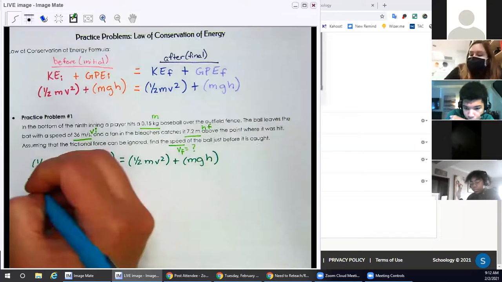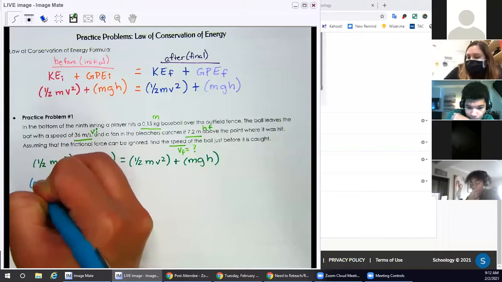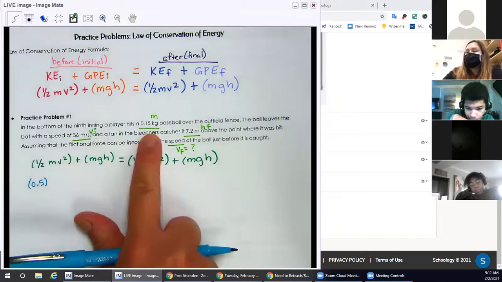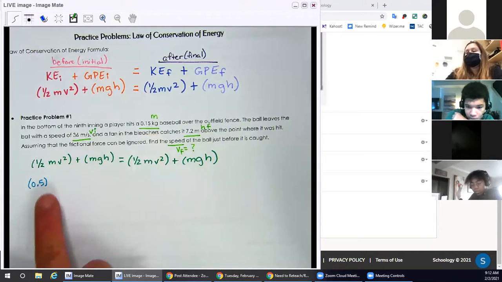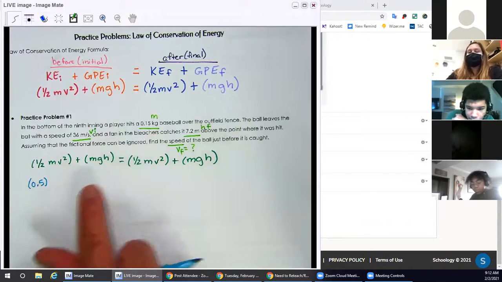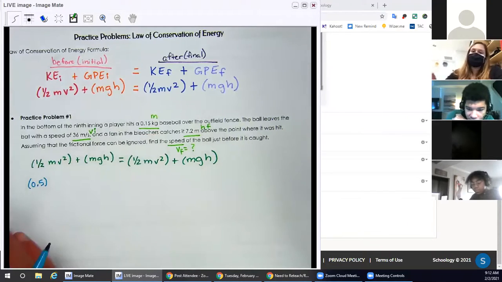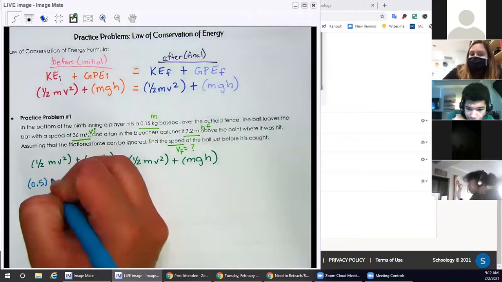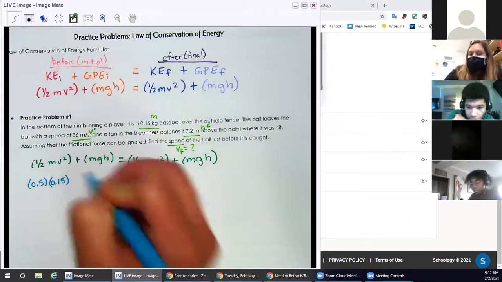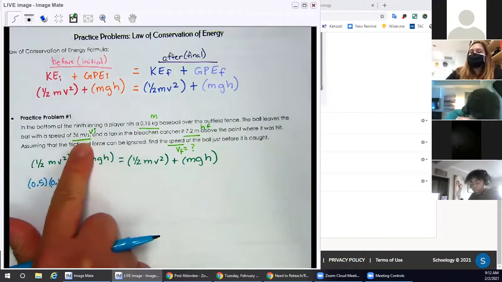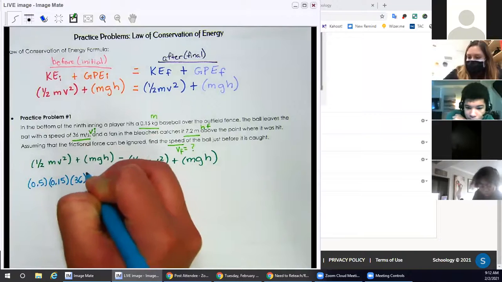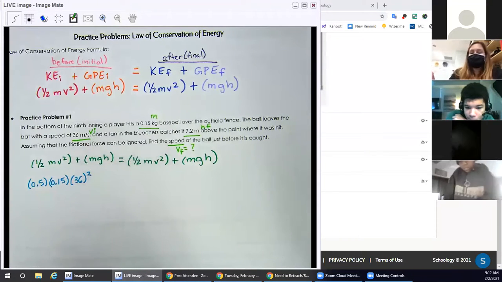So 1/2 is the same thing as saying 0.5. I like using 0.5 in my calculator. My mass is going to be 0.15. And notice that mass doesn't change at all. It's going to be the same throughout the formula because we're talking about one object before and after. So the mass is going to be 0.15. We know our initial velocity is 36. And remember to square that number, only that number. Nothing else gets squared.